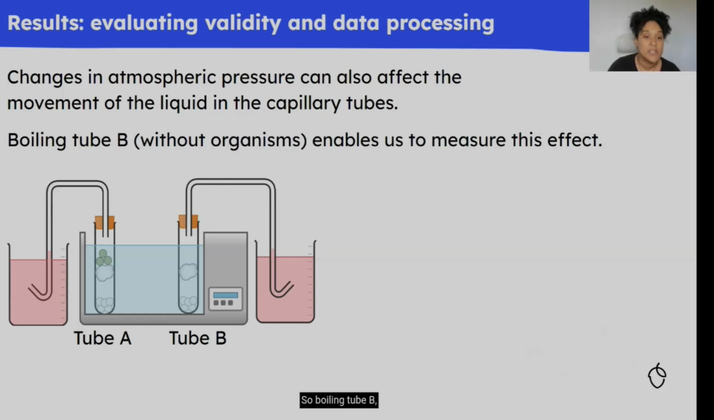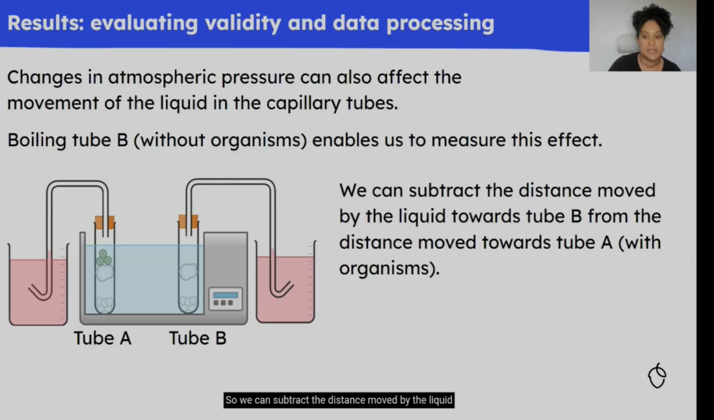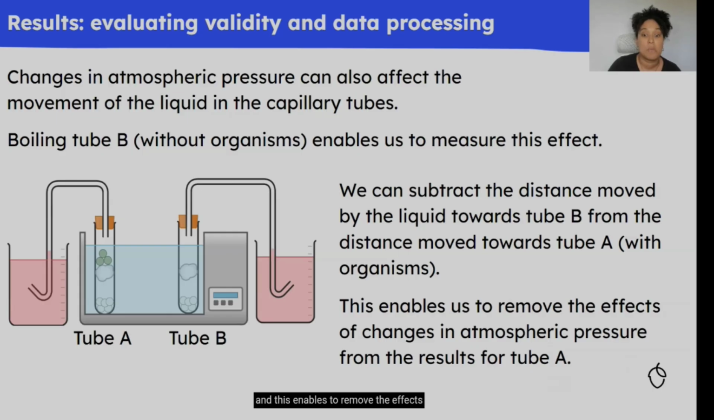So boiling tube B, which is the boiling tube that was set up without the organism, enables us to measure the effect of slight changes in atmospheric pressure. So we can subtract the distance moved by the liquid towards tube B from the distance moved towards tube A, which is the one with the organisms. And this enables us to remove the effects of changes in atmospheric pressure from the results for tube A. Let's see if you understood that.